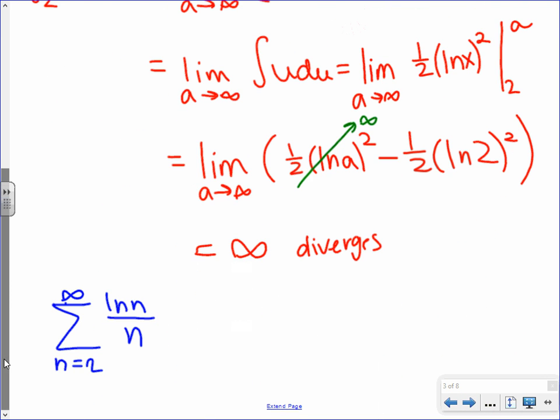Okay, yeah. So this diverges because of the integral test.